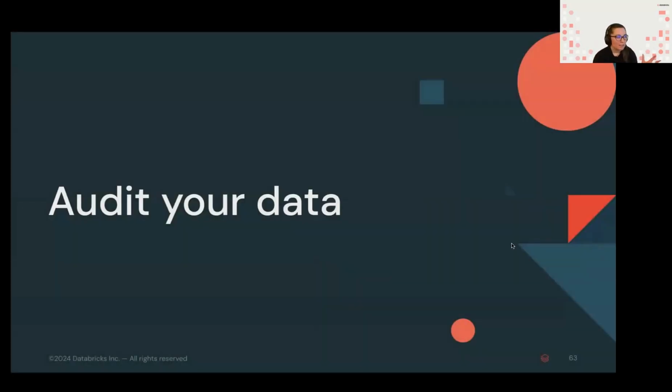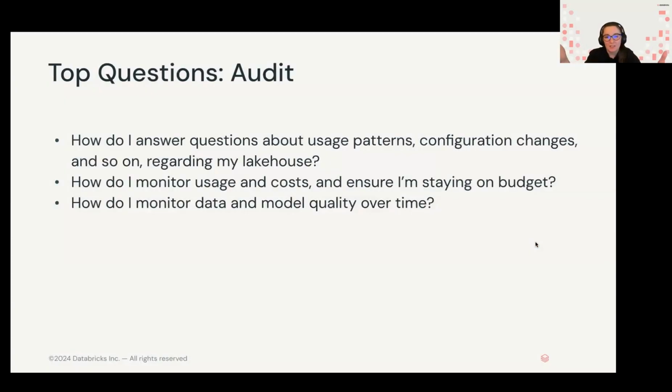So we have all of our data and AI assets. We've got this single pane of glass into those assets. We've secured them. We're sharing them both internally and externally. Now we want to have visibility into everything that's happening. How do we answer questions about usage patterns, configuration changes? How do we monitor usage and cost to ensure we're staying in budget? And how do you monitor the data moving through all these pipelines and the quality of those data and AI assets over time?